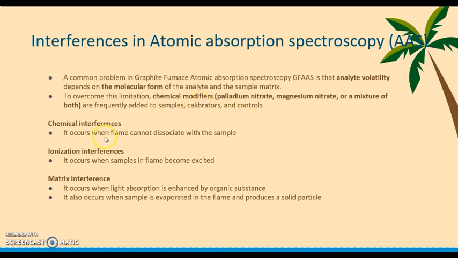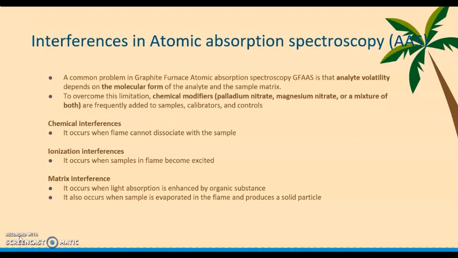Another interference is when our flame is not able to dissociate the sample. It is very important that it be dissociated or pyrolyzed, right, in the presence of the heating process. But chemical interference occurs when that does not happen. Then we have the ionization interference, where our samples all become excited. And lastly, we have the matrix interference, where light is absorbed by an organic substance, so by the presence of the organic substance, the absorption of the light is enhanced.